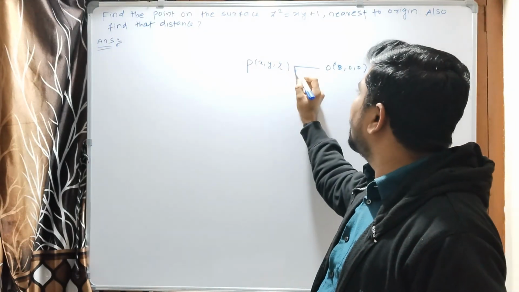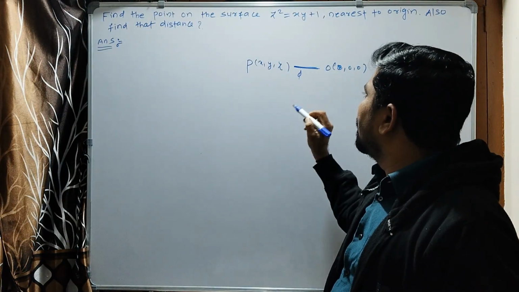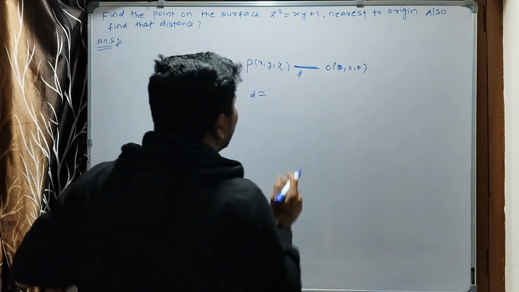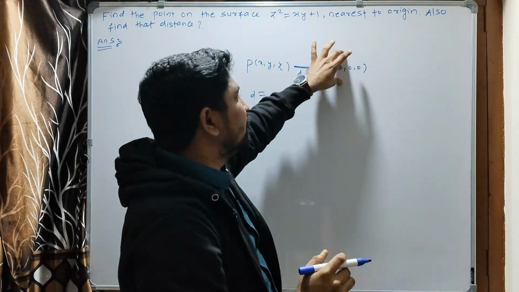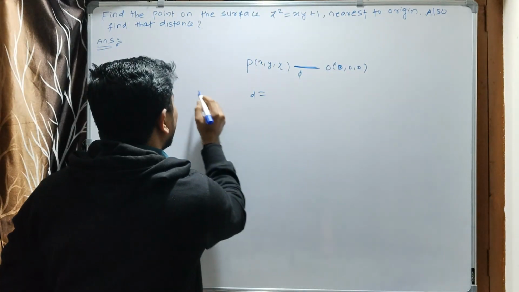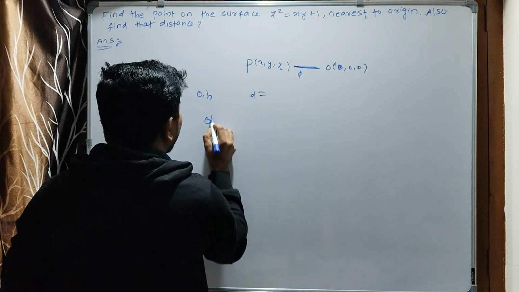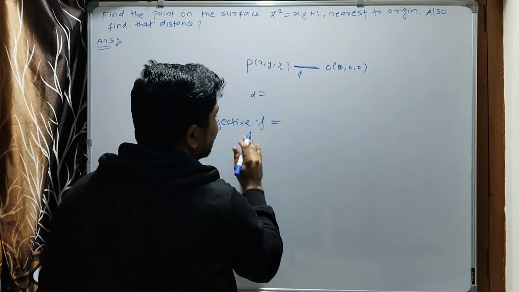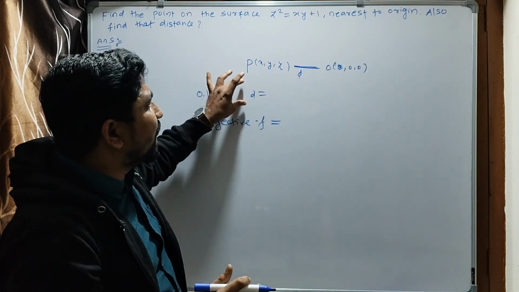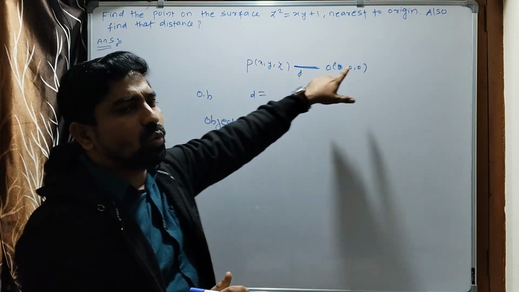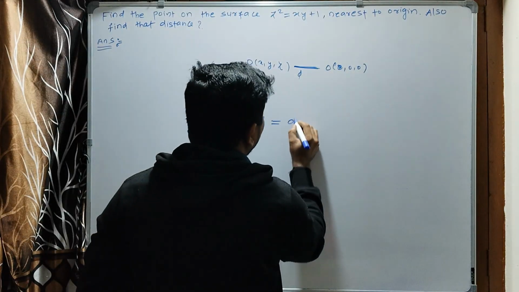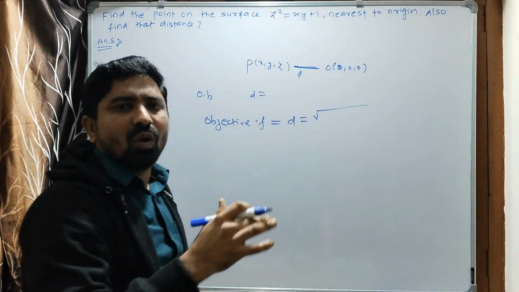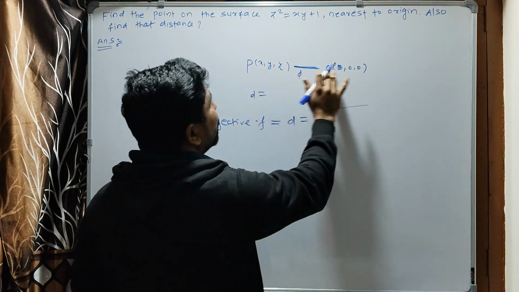So my objective function is to minimize this distance d. My objective is to find the minimum distance between that point P and the origin. So my objective function is to find d, the distance from the point P to the origin, which is minimum.